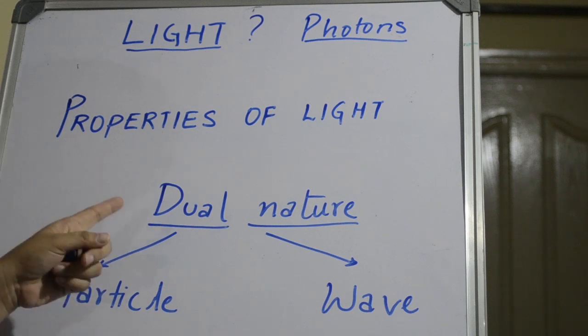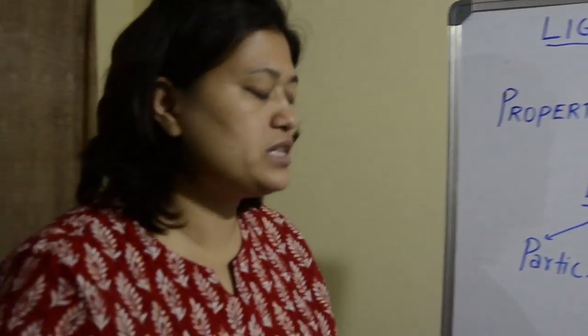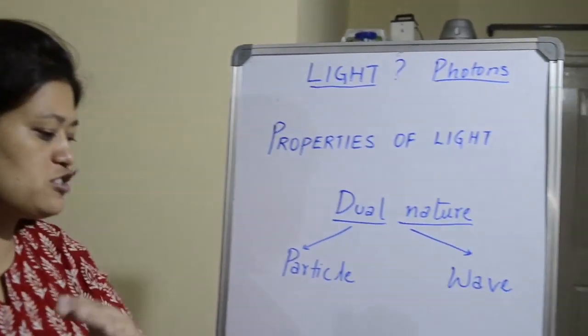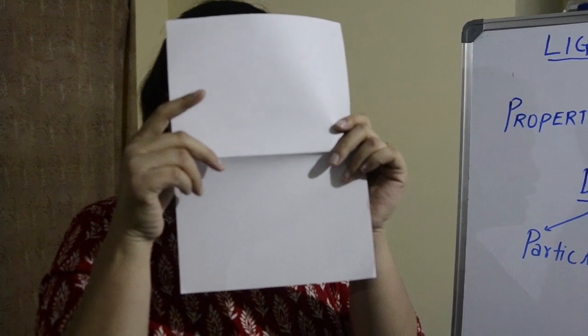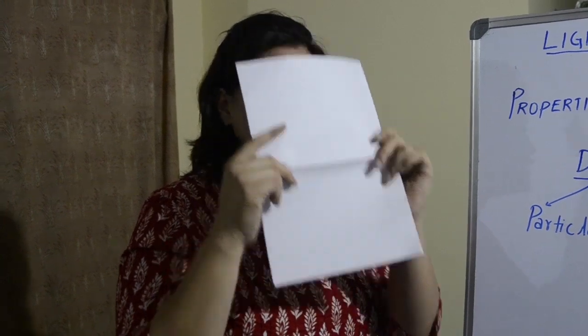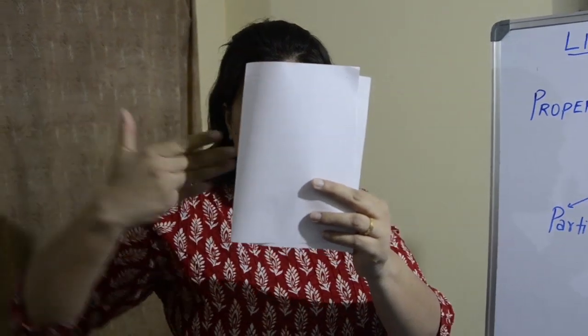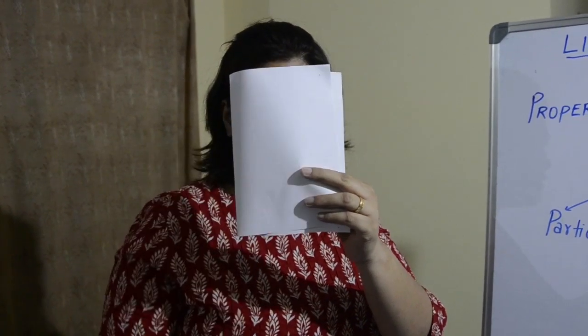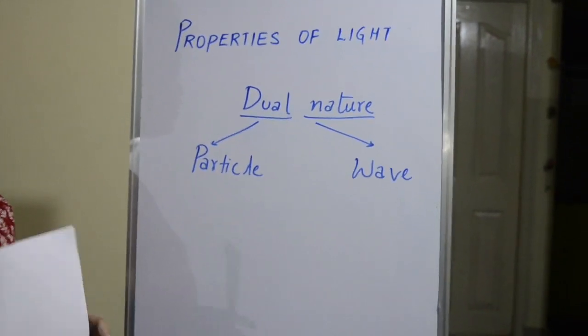The fascinating fact is light has a dual nature. Sometimes it behaves like a particle, sometimes it behaves like a wave. You and I are able to see things around us because light reflects off them and enters our eyes. Now if I place this paper in between my face and a light source, you can't see me, right? Because light travels in a straight line. If light didn't travel in a straight line, the light would have bent and you would have been able to see my face. This is because of the particle nature of light, and also light travels in a straight line.